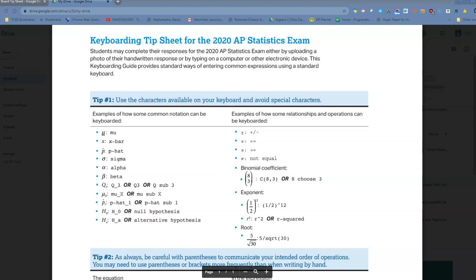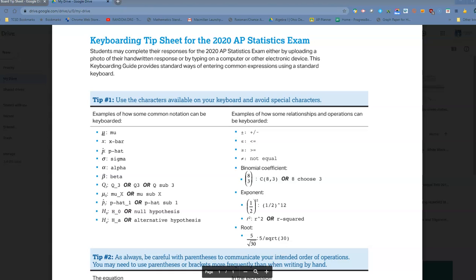This video is going to cover using the keyboarding tip sheet, because I'm recommending to my students that they type their work either in a Word document or Google Doc and then upload that document to the test. The reason for that is I just think there's going to be a lot of explaining, a lot of justifying, a lot of typing, giving answers in great context that is going to be really better to read and to grade for a teacher if it's typed up, and it's going to be easier for you guys to make it cleaner and neater.